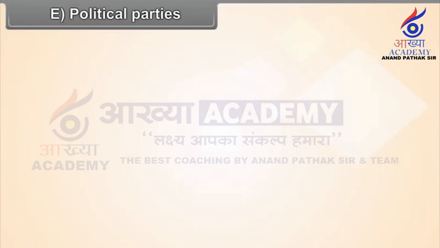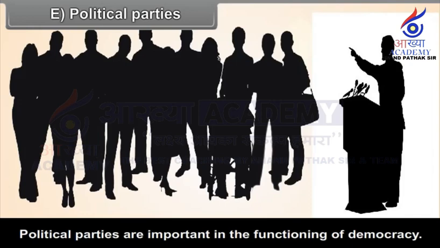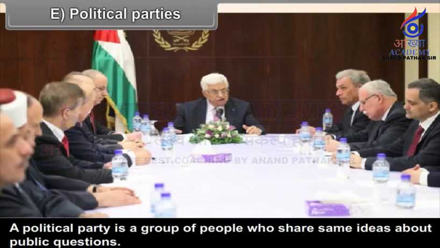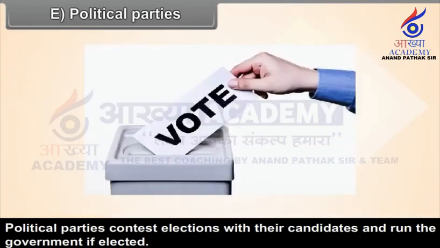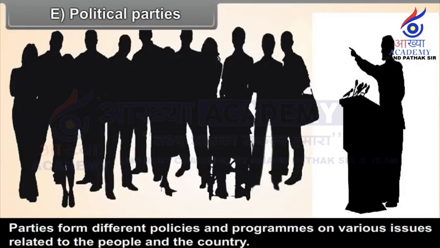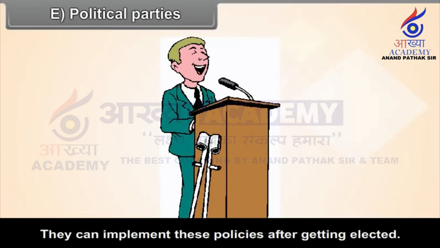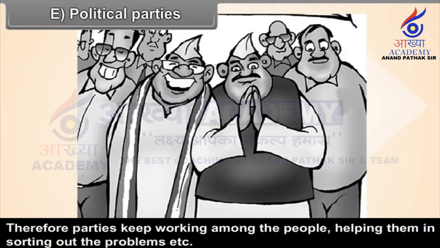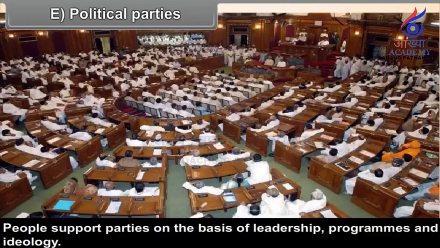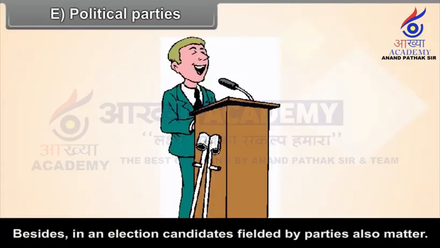E. Political parties. Political parties are important in the functioning of democracy. A political party is a group of people who share same ideas about public questions. Political parties contest elections with their candidates and run the government if elected. Parties form different policies and programs on various issues related to the people and the country. They can implement these policies after getting elected. It is necessary for parties to secure the support of the majority of voters. Therefore, parties keep working among the people, helping them in sorting out the problems, etc. People support parties on the basis of leadership, programs and ideology. Besides, in an election, candidates fielded by parties also matter.